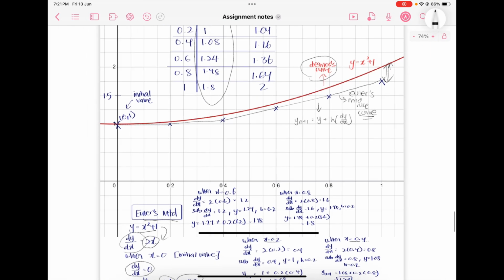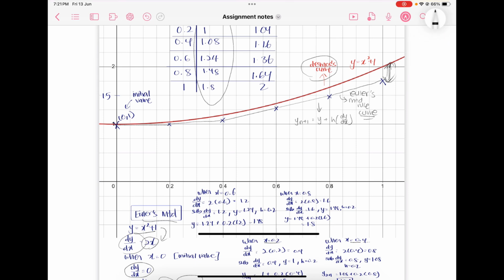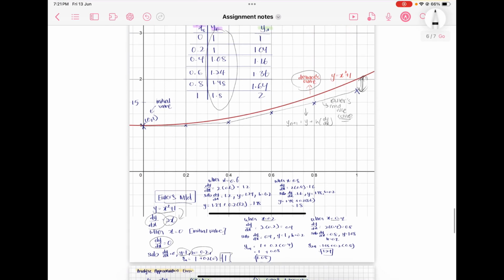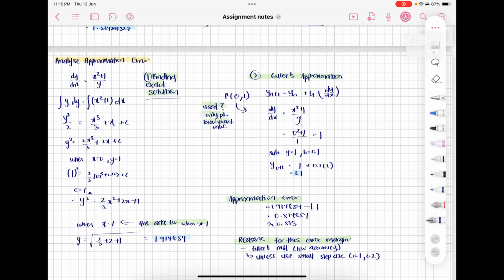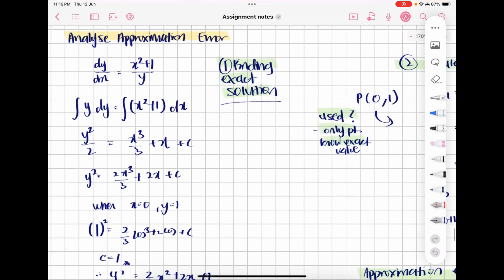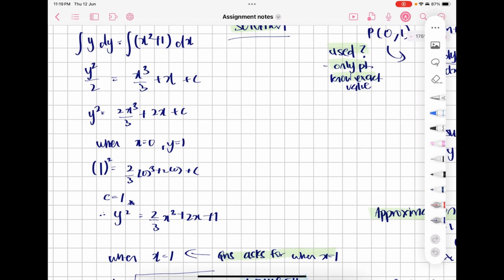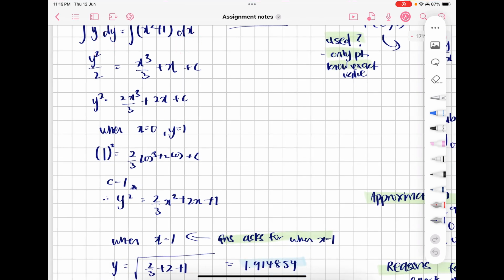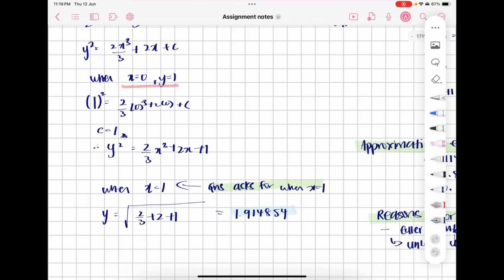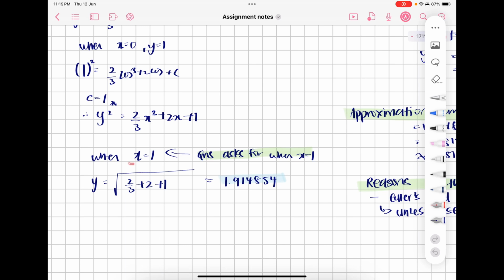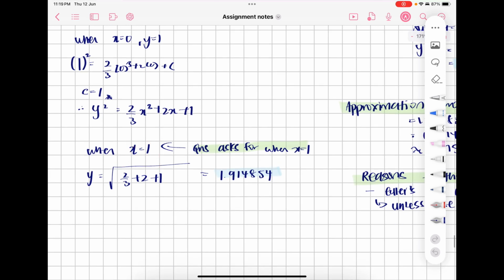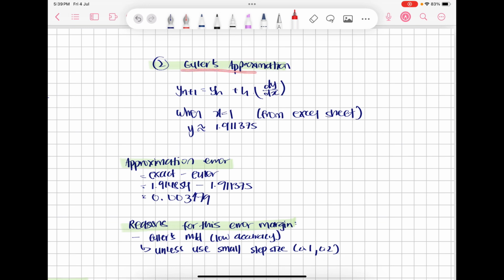Now the reasons for this inaccuracy of the curve can be explained through the analysis of the approximation error. First we're going to find the exact solution through calculation. So first we're going to integrate y and x, and then we're going to sub in x equals 0, y equals 1, which is the initial state, to get the general solution over here. Now we're going to sub in x equals 1 because that is what the question is asking for, and we'll get this.